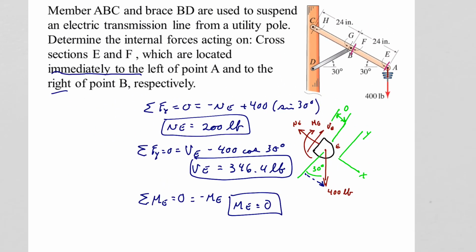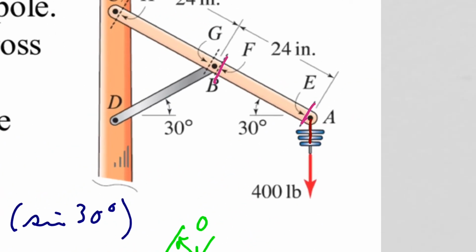Now if we look at this other one, which I'm going to do next, I'm going to look at it being immediately to the right of point B. So if I'm looking immediately to the right of point B, it means that I'm not going to include the force in this 2-force member. Notice that that is a 2-force member. Because it is just to the right, I don't include that in my free body diagram. So let me draw that free body diagram.